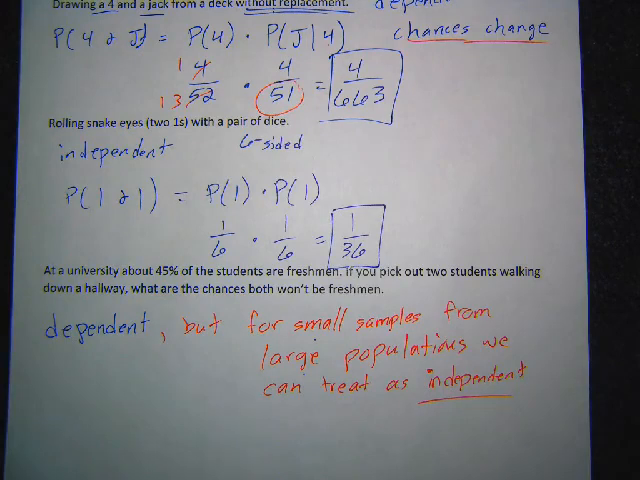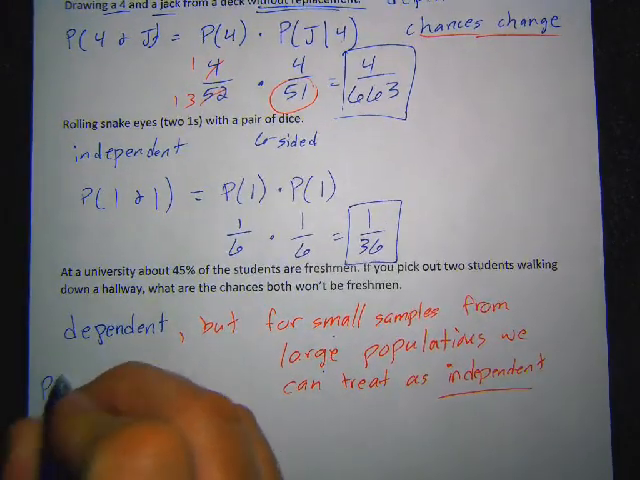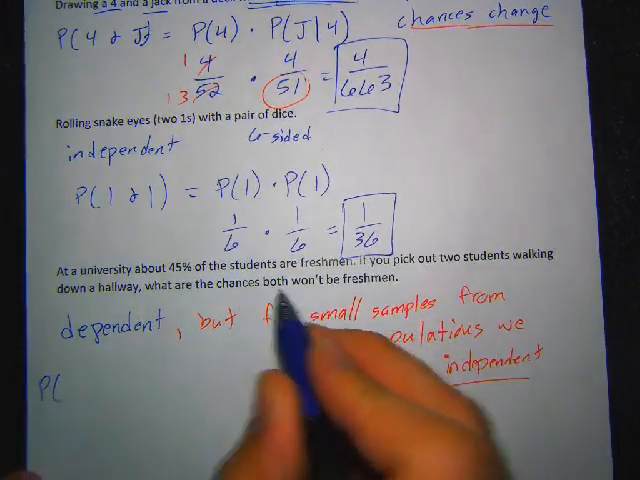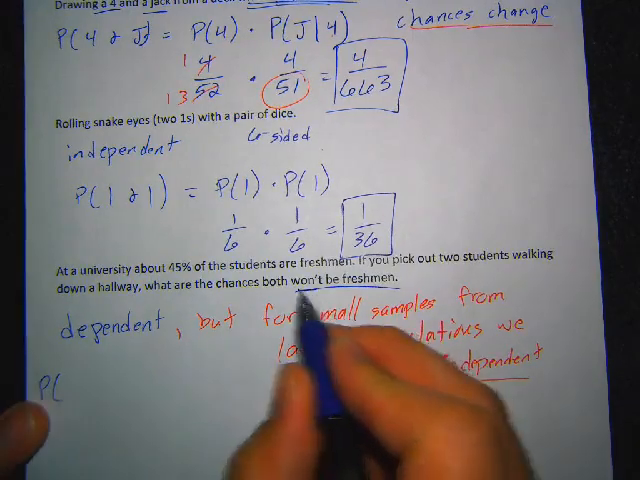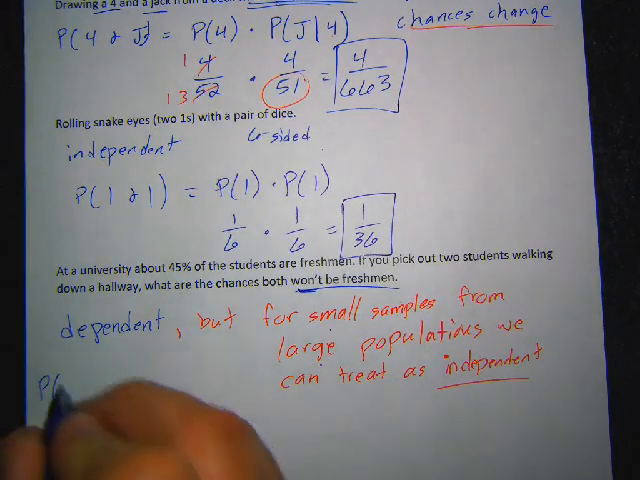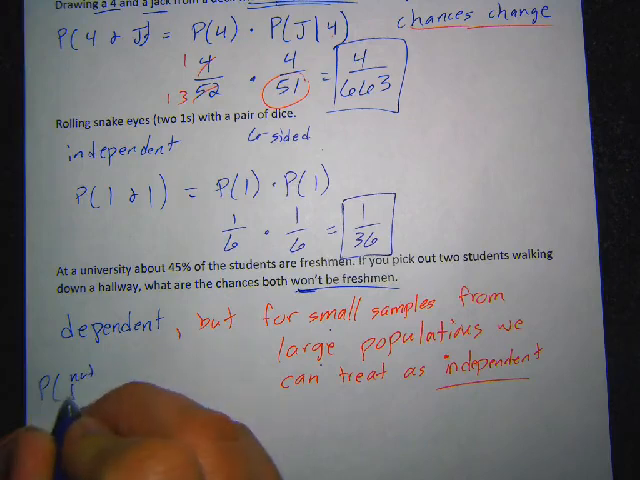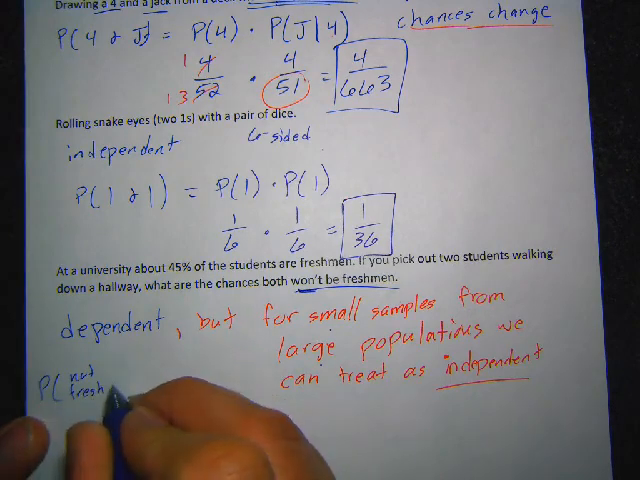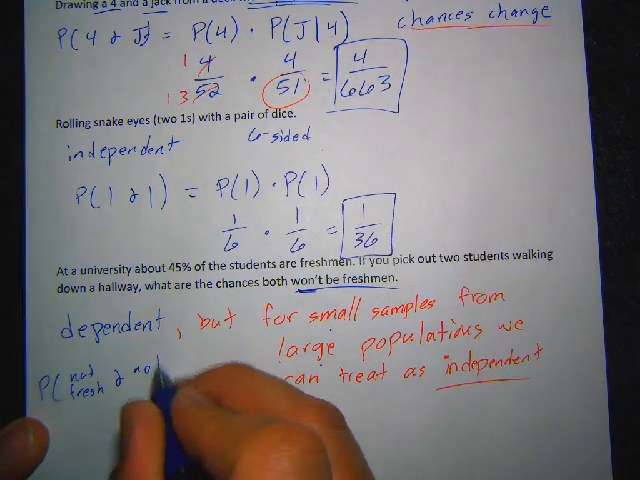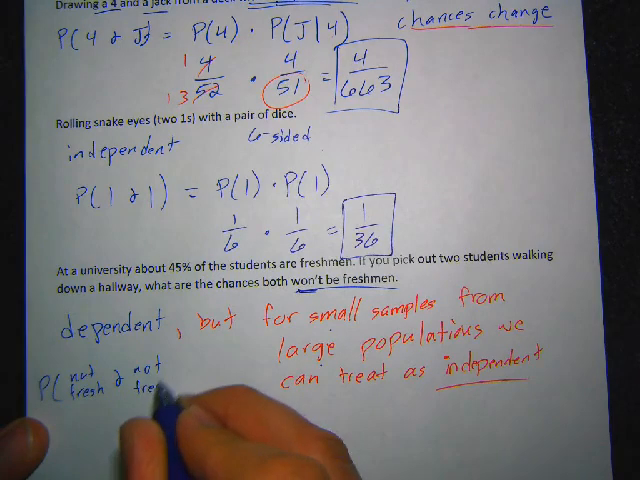If my sample's too big out of the group, if I'm sampling like half the group, then I have to worry about repeated people. But if I pick a small sample from a large group, then I don't have to worry about it. Okay, so to do this, I'm just going to find the probability of, we're looking for won't be freshmen. Notice that this won't be freshmen. I'm looking for not freshmen and not freshmen, because we want two not freshmen, right?